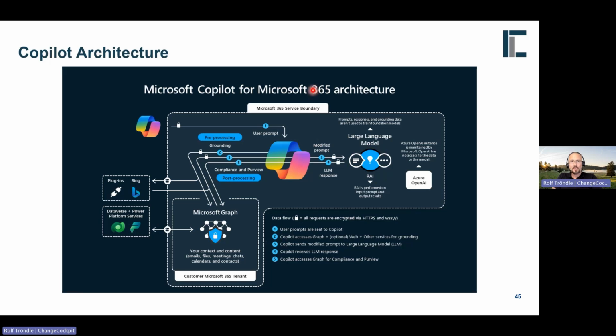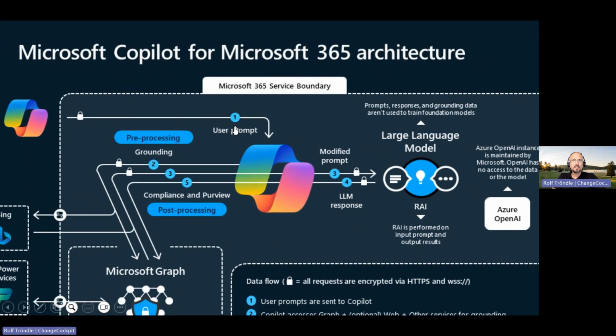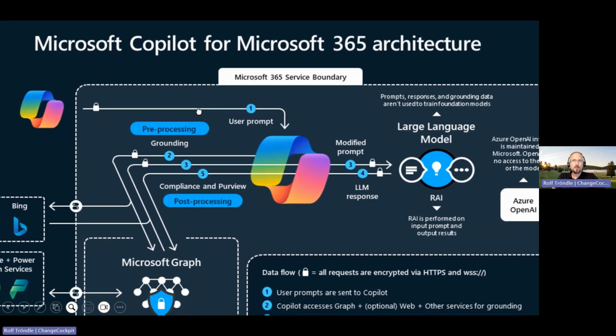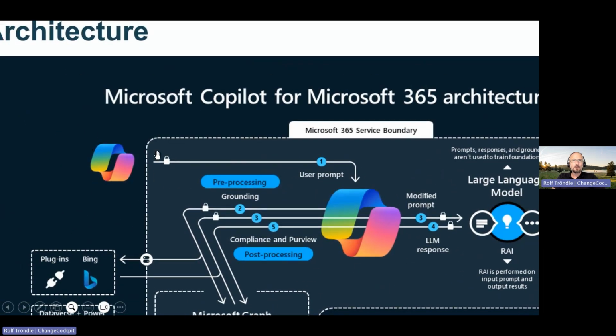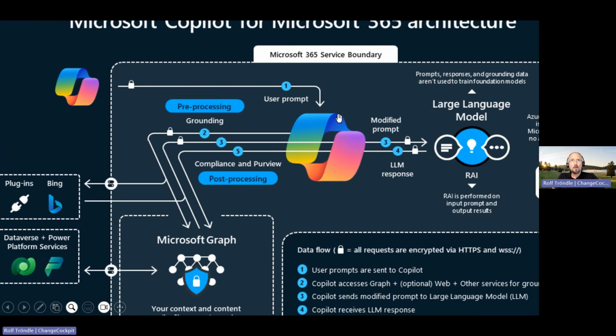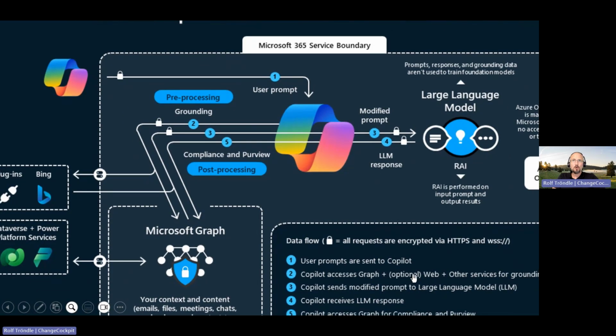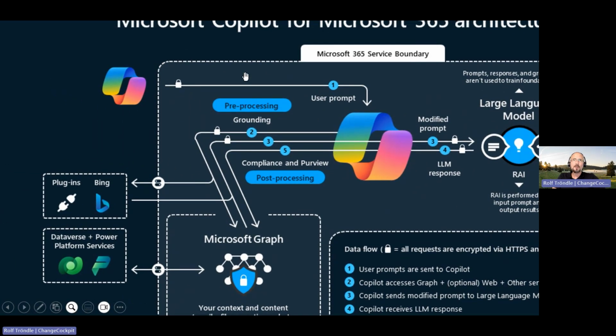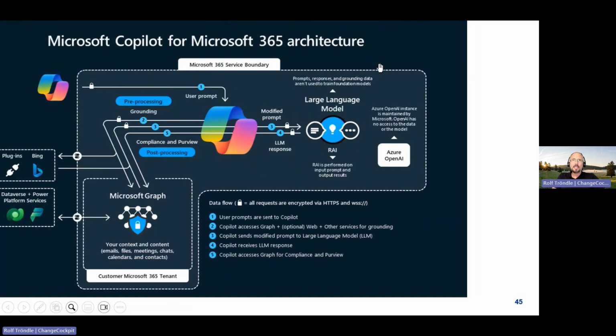First one, Copilot architecture. We see here a basic scheme of Copilot. Let's have a look at it a bit more in detail. First, the user sends a prompt to the Copilot engine itself. That's how Copilot works behind the scenes. Then Copilot will access Microsoft Graph, and optionally, if enabled, the web. We see here the dotted line is the Microsoft 365 service boundary, and especially your tenant boundary.